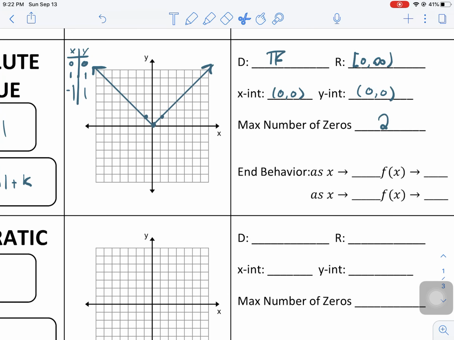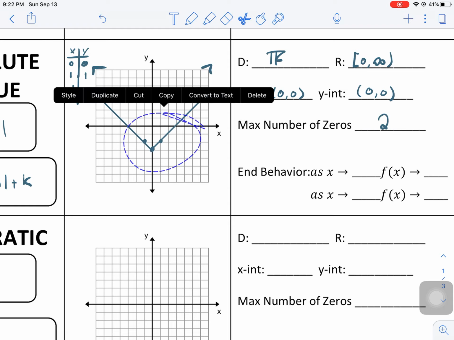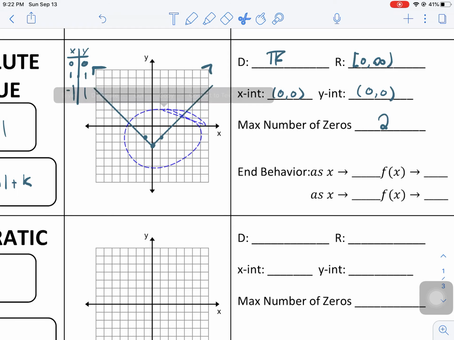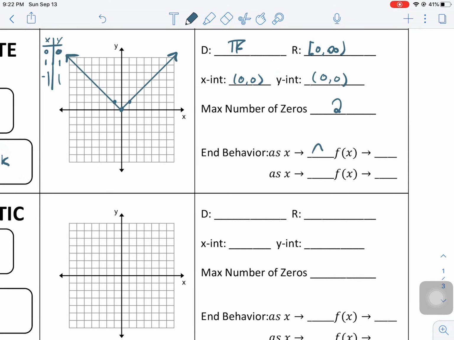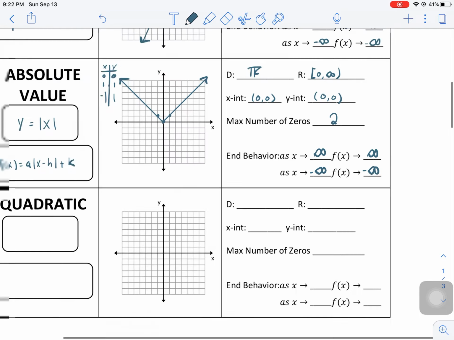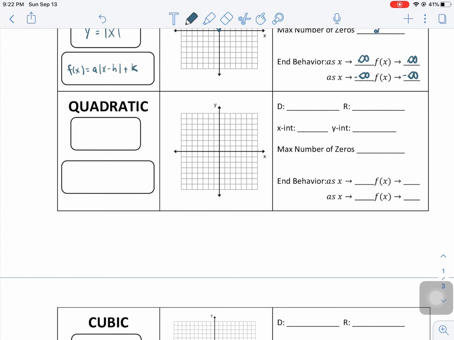Because if you think about it, if we took this graph and shifted it down, well, now look at that. It crosses the x-axis twice. So the max number of zeros that the absolute value graph can have is 2. And then the end behavior: as x goes to positive infinity, the y's are going to positive infinity, right? So as we go to the right forever, the graph is going up. As we go to negative infinity, f of x is going to negative infinity. Okay, so that's our absolute value graph.